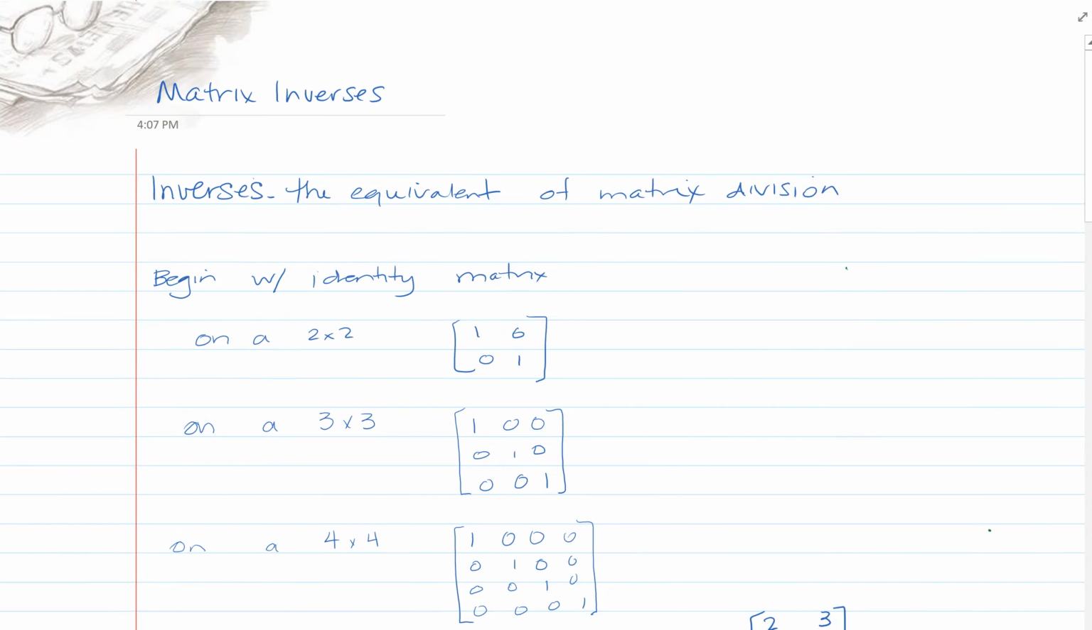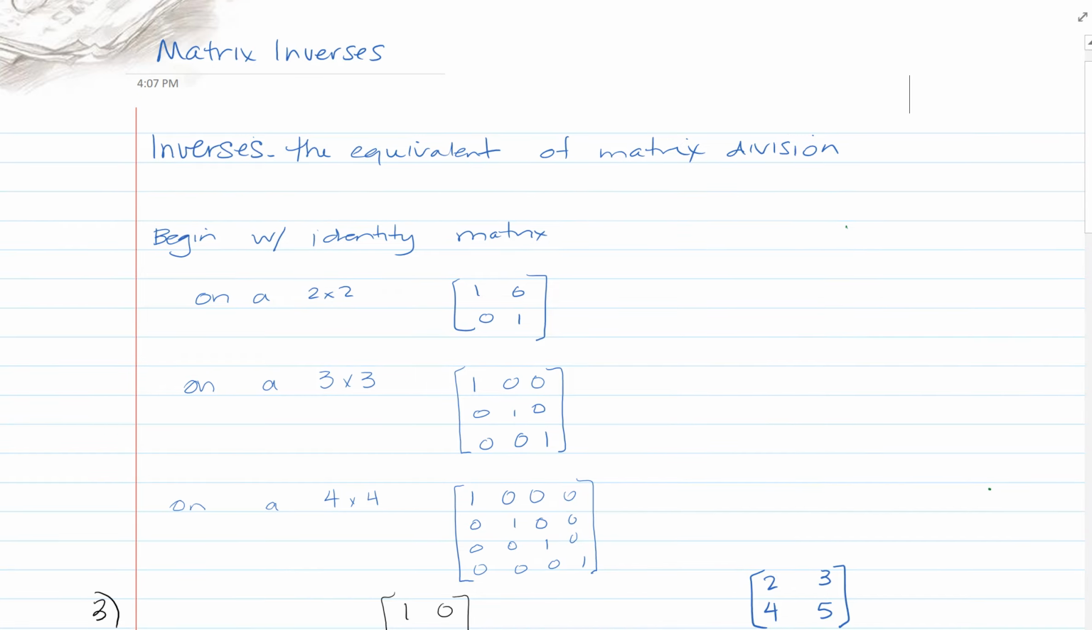But we have to begin by understanding what the identity matrix is. Now the identity is not the inverse. The identity matrix is called that because 1 is the identity of multiplication. If I have 1 times A, I have A. 1 times any number is that number, right? So this is the identity matrix.